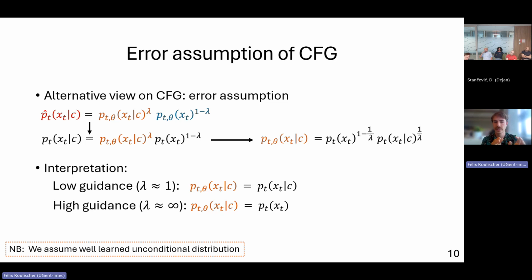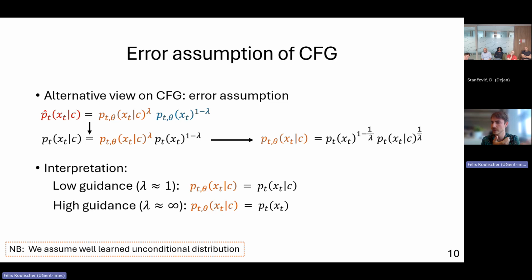And so here you see that you assume the learned conditional distribution to be a multiplicative mixture of the true objects that you're trying to approximate. And maybe to understand this equation a bit better, let's first look at the low guidance regime, where the guidance scale is close to 1. If you plug in lambda equals 1 into this equation, what you observe is that the learned conditional is actually just the true conditional distribution, which makes sense.